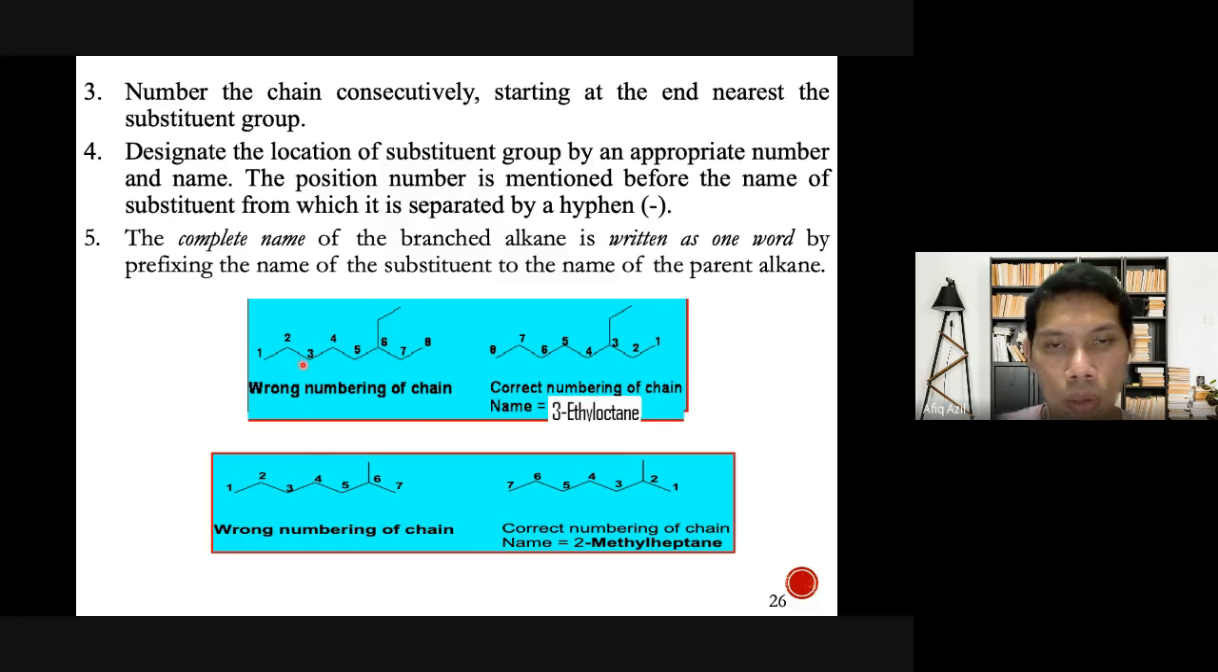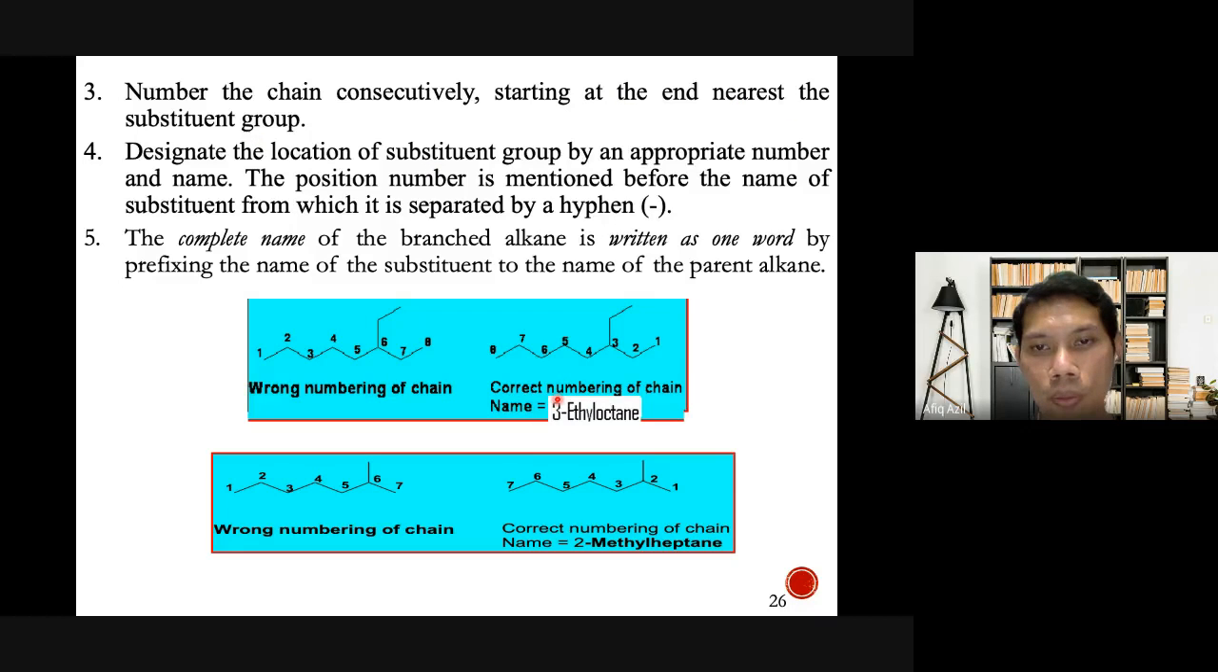So if you look at this structure, you have this branching at carbon number 6 for this one. 1, 2, 3, 4, 5, 6. But if you start numbering from this side, 1, 2, 3, the branching is occurring at carbon number 3. So that is the branch or the substituent having a lower number. Okay, so always start at the end nearest to the substituent groups.